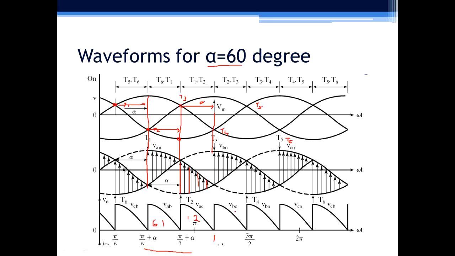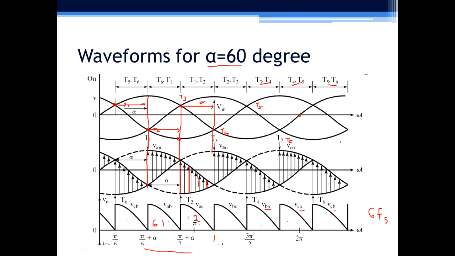VBC. And when 3 and 4 conduct, output voltage is VBA. When 4 and 5 conduct, output voltage is VCA. When 5 and 6 conduct, output voltage is VCB. So we can see that when the input has completed one cycle, output has completed 6 cycles. So the ripple frequency of output is 6 times Fs, where Fs is the frequency of the input signal.